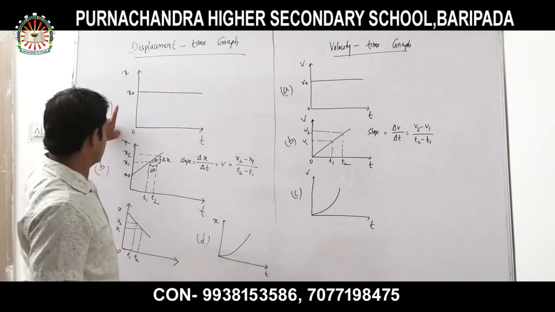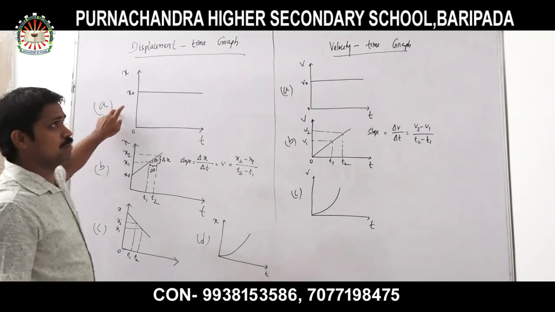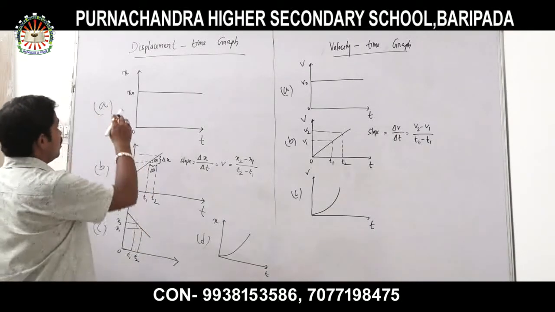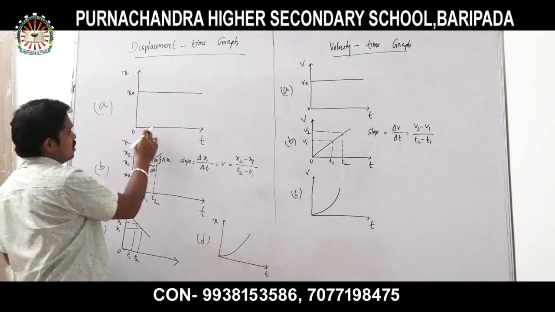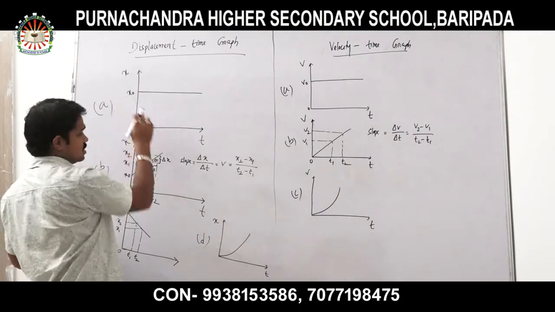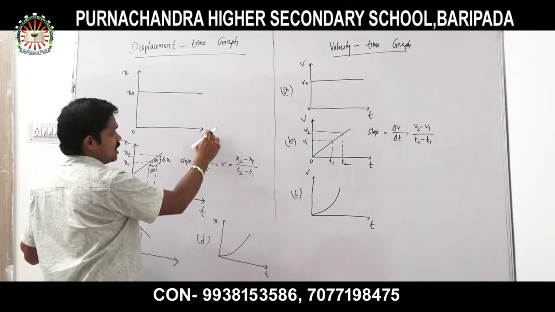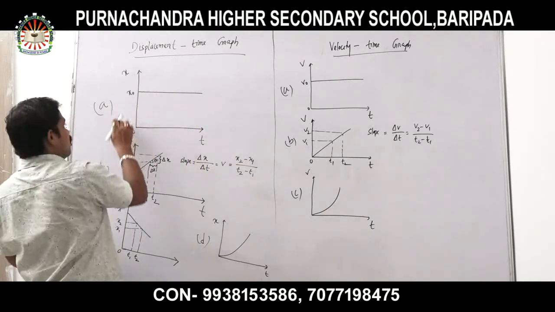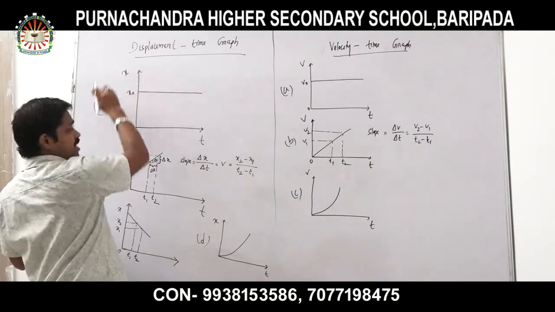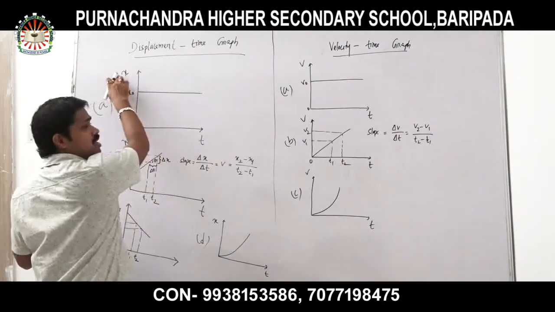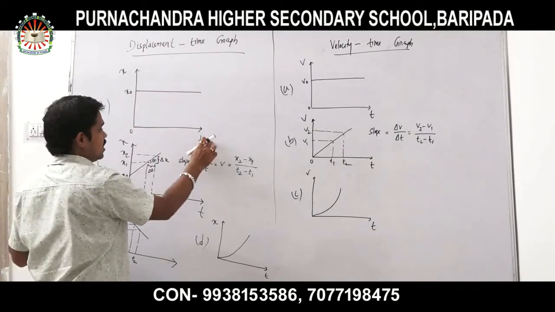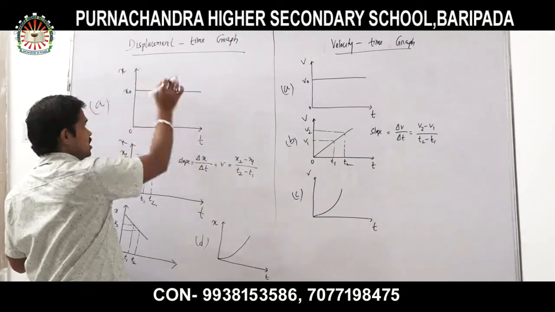So, come to the first, graph number A. All of you look at the figure. The graph has two axes. This is your x-axis, this is your y-axis. On the x-axis, we have taken t, and the y-axis is taken as displacement. Okay? So this is your time, this is your displacement.